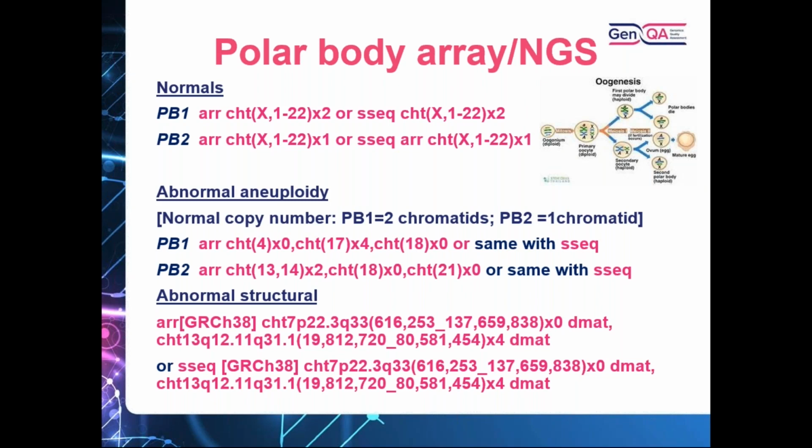I'm not going to spend time on polar bodies. Probably a few of you are actually dealing with polar bodies, but there is now a nomenclature, and we do have nomenclature for shallow sequencing, which is SSEQ, and you talk about chromatids, and you refer everything to chromatids. So it works the same way as arrays, except you talk about chromatids and you can use shallow sequencing.